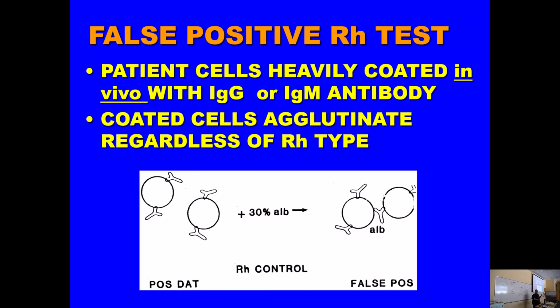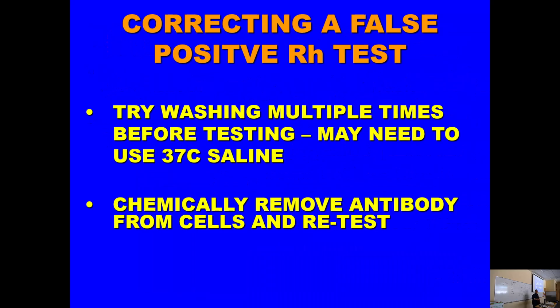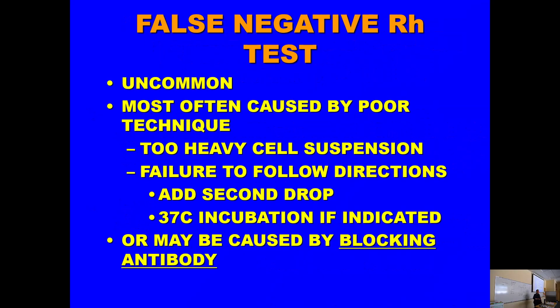False positive Rh test: patients with cells heavily coated in vivo with IgG or IgM antibody. Coated cells can agglutinate no matter what's going on. Anytime you suspect a false positive Rh, try washing some more, maybe even chemically remove the antibodies, because antibodies can cause problems.